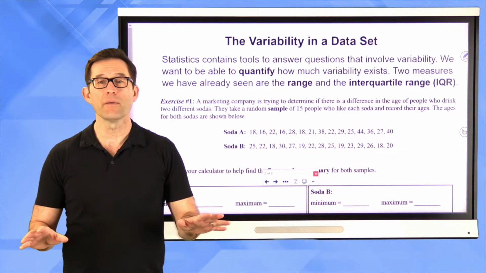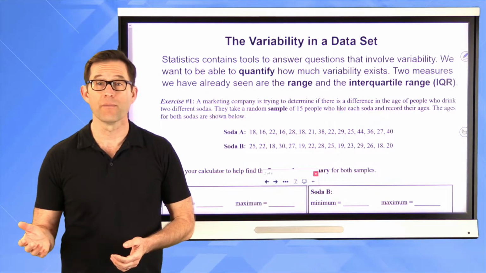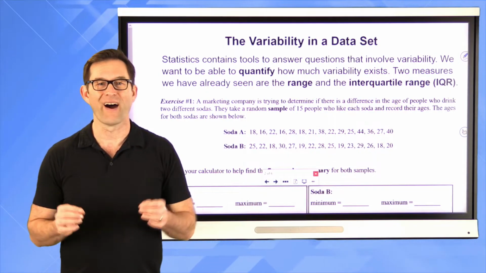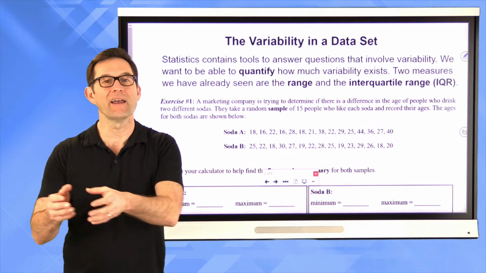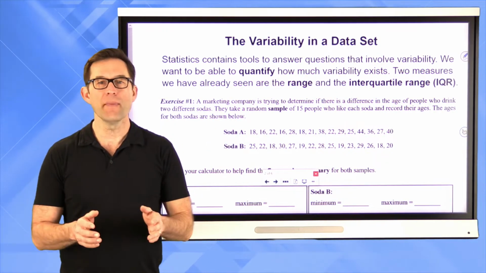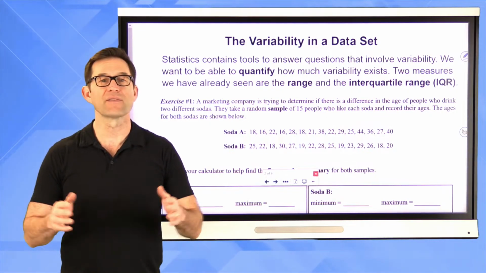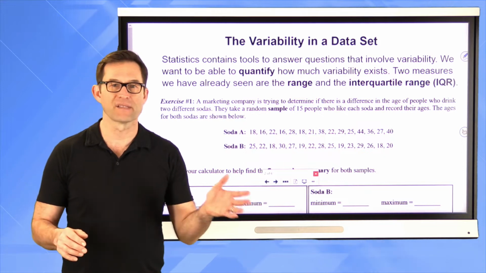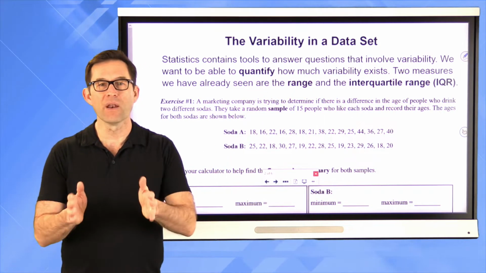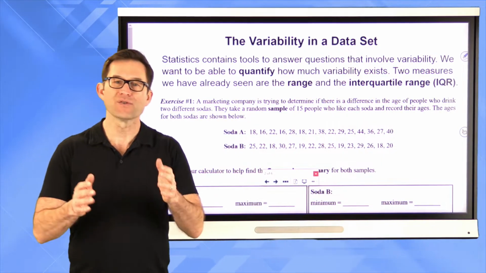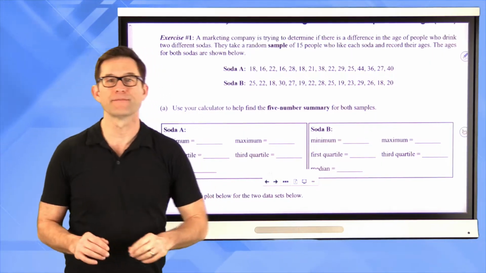All right, variability in a data set. Statistics contains tools to answer questions that involve variability. We want to be able to quantify how much variability exists. And when we say quantify, what we mean is assign a number to it, right? Two measures that we've already seen for variation are the range, which is the overall variability, the max minus the min, and the interquartile range, which is how wide the middle 50% of the data is. So let's get into exercise 1 and review a little bit on that.